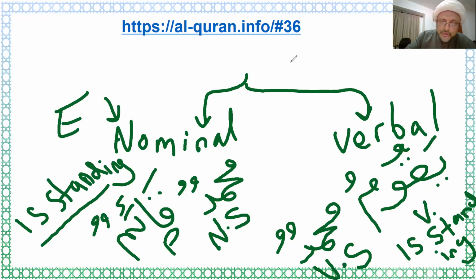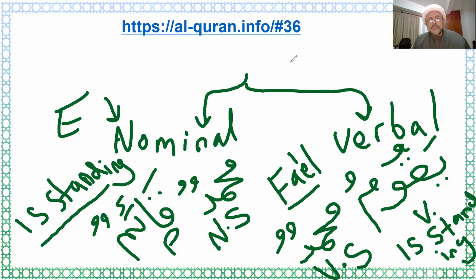Then I will have to look for the fa'il. Fa'il, which is a doer. Okay? Fa'il, which is a doer. That is Muhammad, the verbal subject. If I find a predicate, I will be having a mubtada.